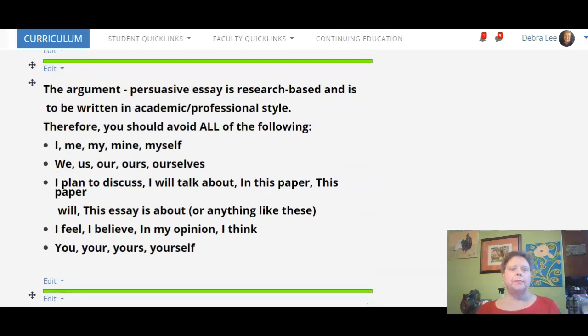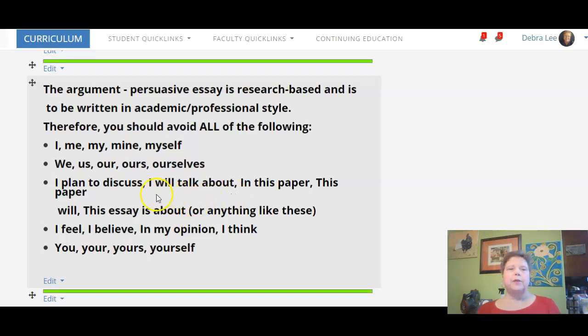Remember, this is research-based, so yes, I want your own words in it. You definitely need your own words in it, but you must back it up with what you have read and researched and found to back up what you are saying. And remember that it should be written in an academic, professional style. You should not have any first person, singular or plural, no I, me, we, our. It's really easy to slip into that we and our stuff on an essay like this, but don't do it.